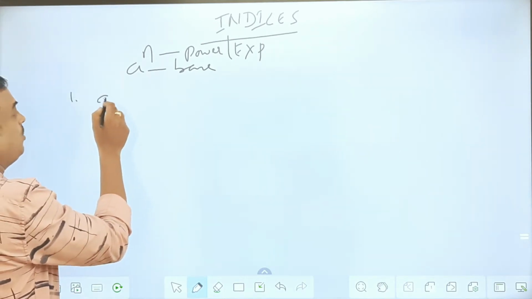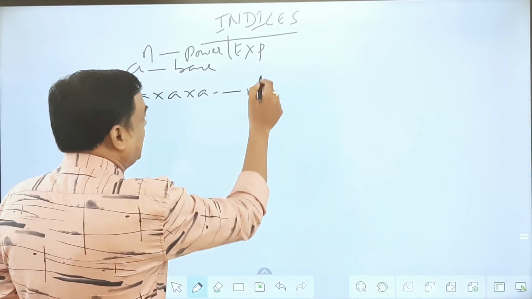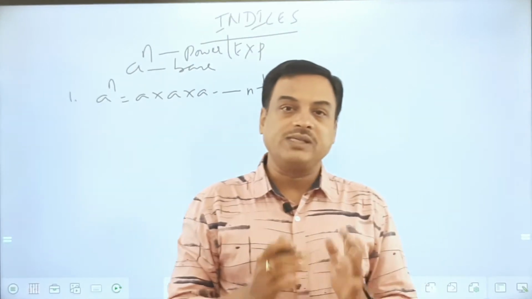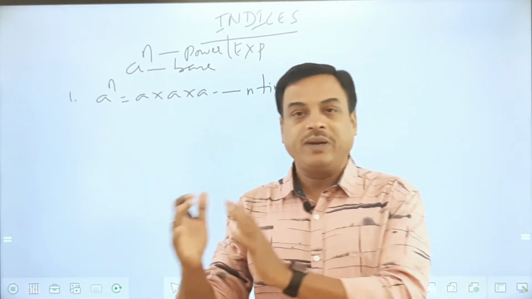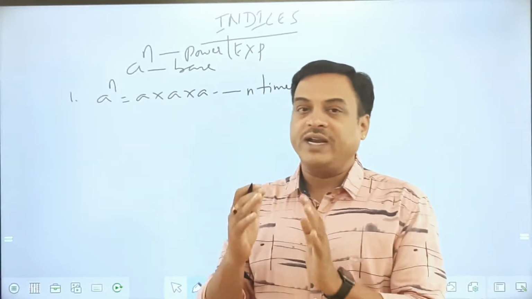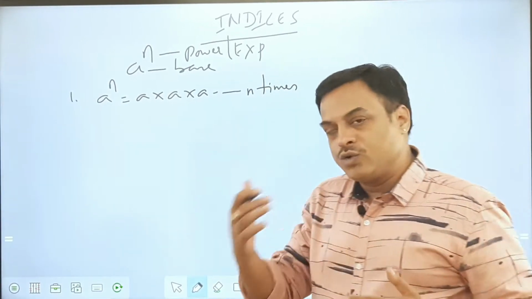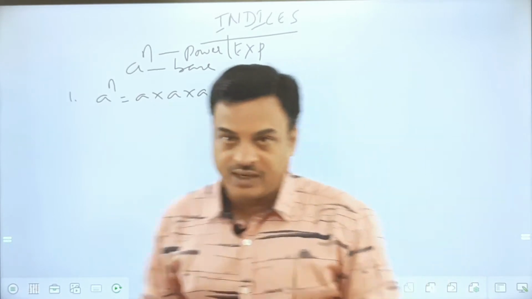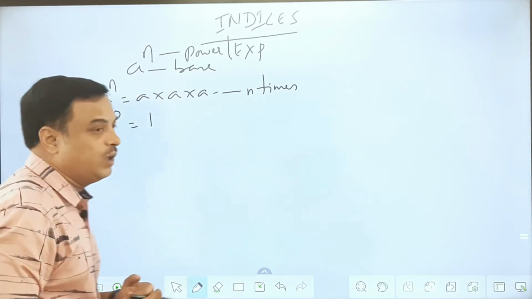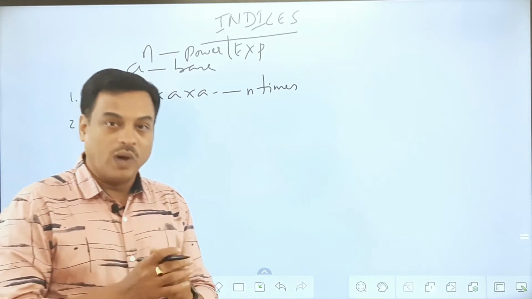First one, a to the power of n means a into a for n times. That means a cube means a into a into a; we have to multiply a for 3 times. When I say a to the power of 5, a will be multiplied for 5 times, and it goes on like that. So a to the power of n is the first property. Second one, when I say a to the power of 0, it is always equal to 1. Power 0, irrespective of the base, the value will always be 1.